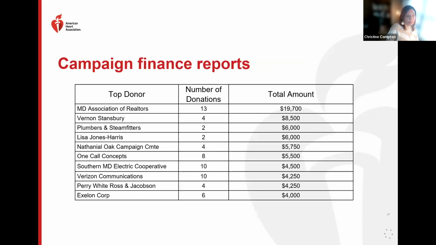So, and then another example of a campaign finance report, this one was from a state representative in Maryland, C.T. Wilson, and this was some aggregate data that we were able to pull as an example. So you can see some of the number of donors. The Maryland Association of Realtors gave 13 different donations, and they were the biggest donor. So you can see how that played out for that particular person.